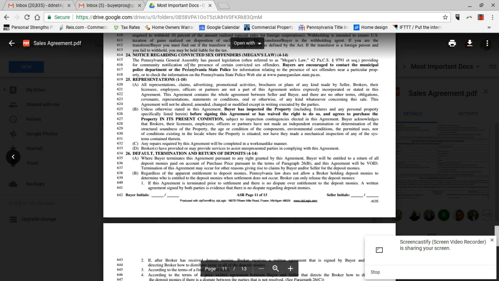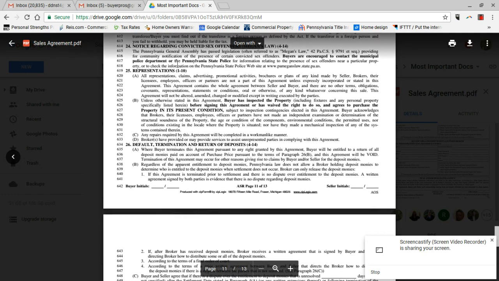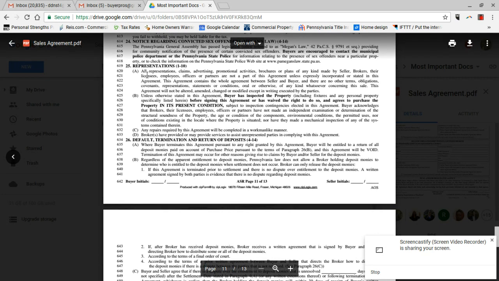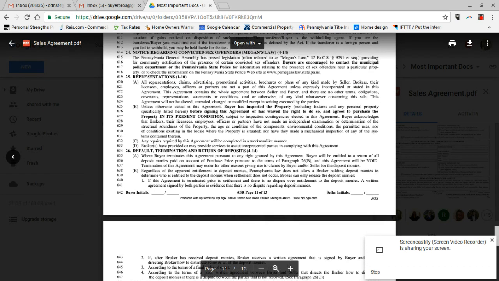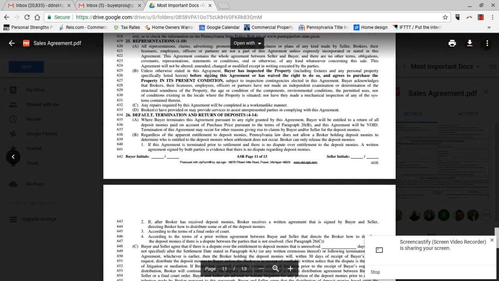This is the Megan's Law statement. So that tells your buyers that they can look up and see if there's any sex offenders in the area, which is a good idea. I don't know. Every neighborhood I've ever checked, there's been a sex offender nearby, which is sad.